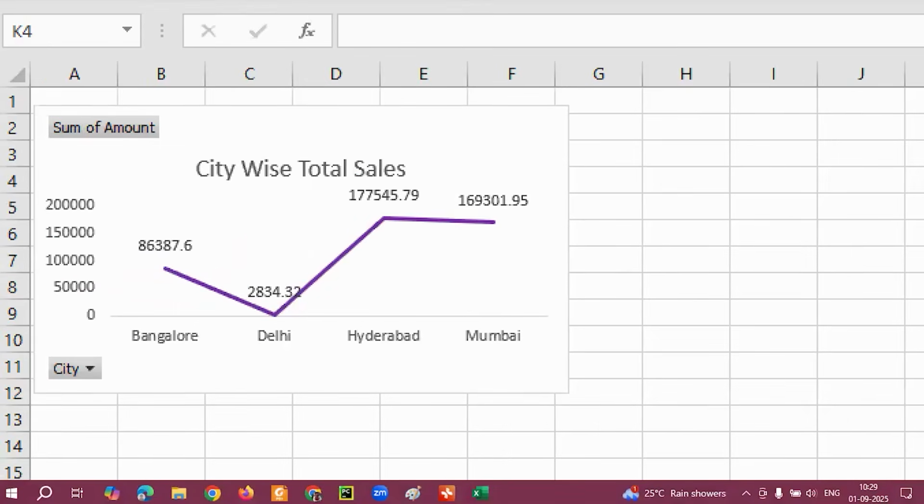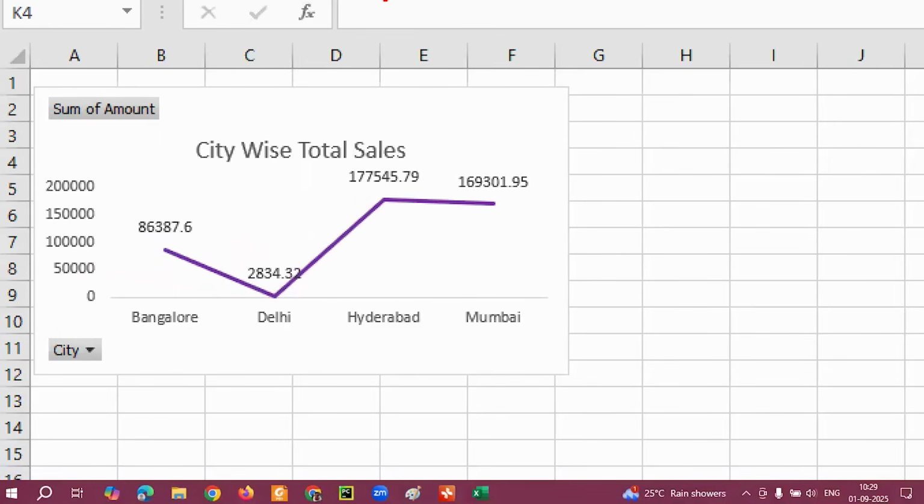Who will prepare this report? Sir, the data analyst will prepare this report. Done. Now, based on this report, what can I inform? Sir, in Delhi our sales are very low. Up to here, the data analyst's work is done.